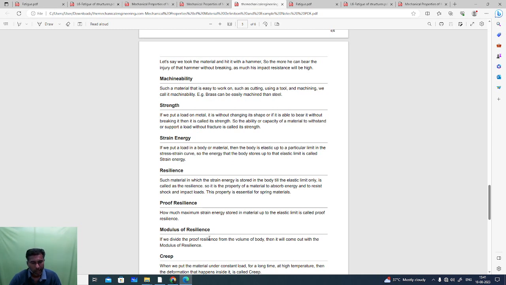Then modulus of resilience. If we divide the proof resilience by the volume of the body, where proof resilience is the energy stored in the material up to the elastic limit, then it comes out as the modulus of resilience. Modulus here means dividing by the volume of the body. Okay.